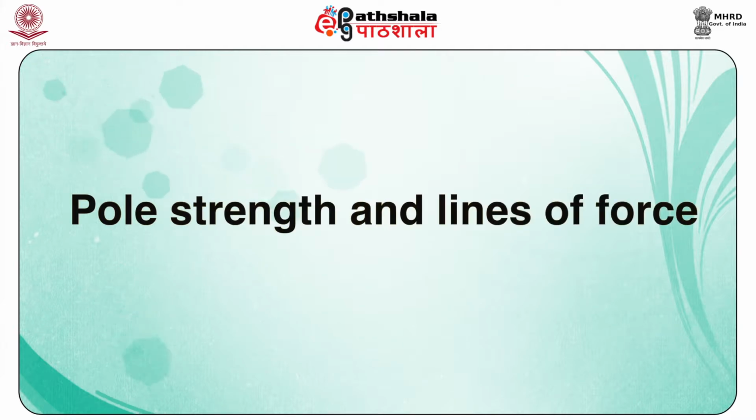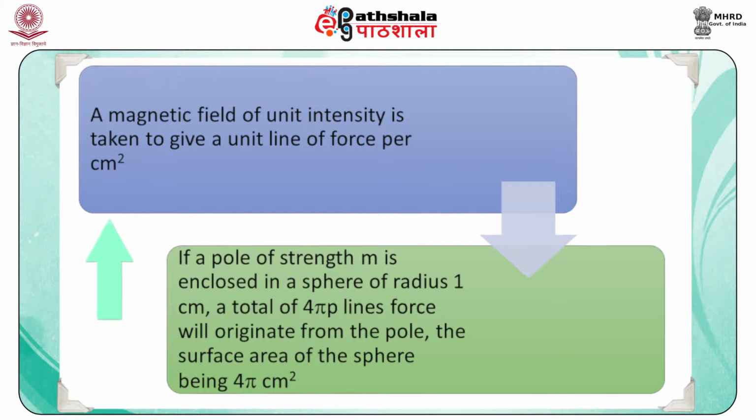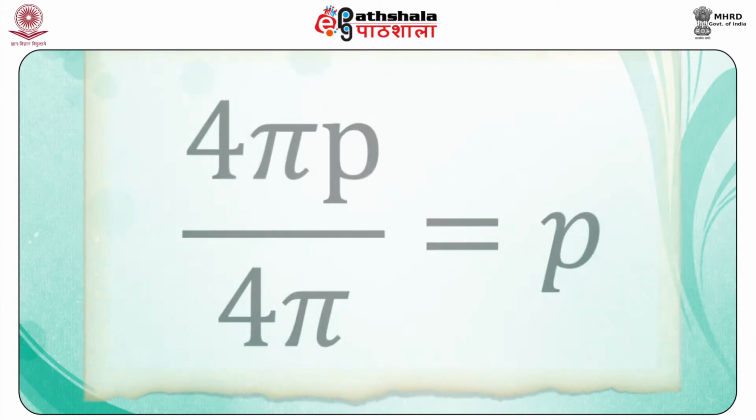Pole strength and lines of force. A magnetic field of unit intensity is taken to give a unit line of force per centimeter squared. If a pole of strength m is enclosed in a sphere of radius 1 centimeter, a total of 4πm lines of force will originate from the pole, the surface area of the sphere being 4π centimeters squared. This is Gauss's law.